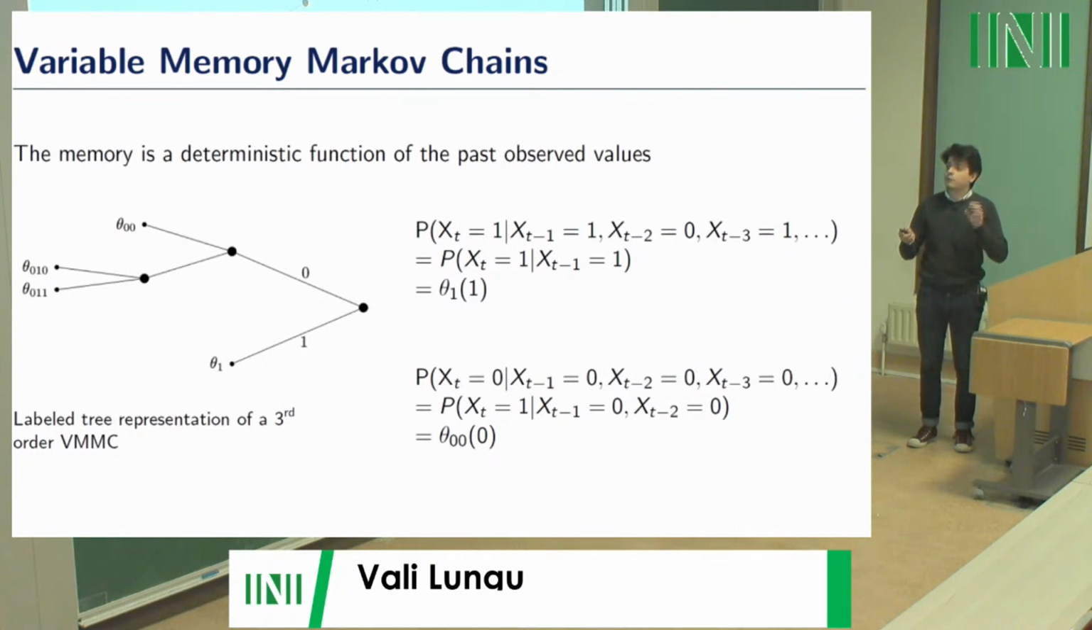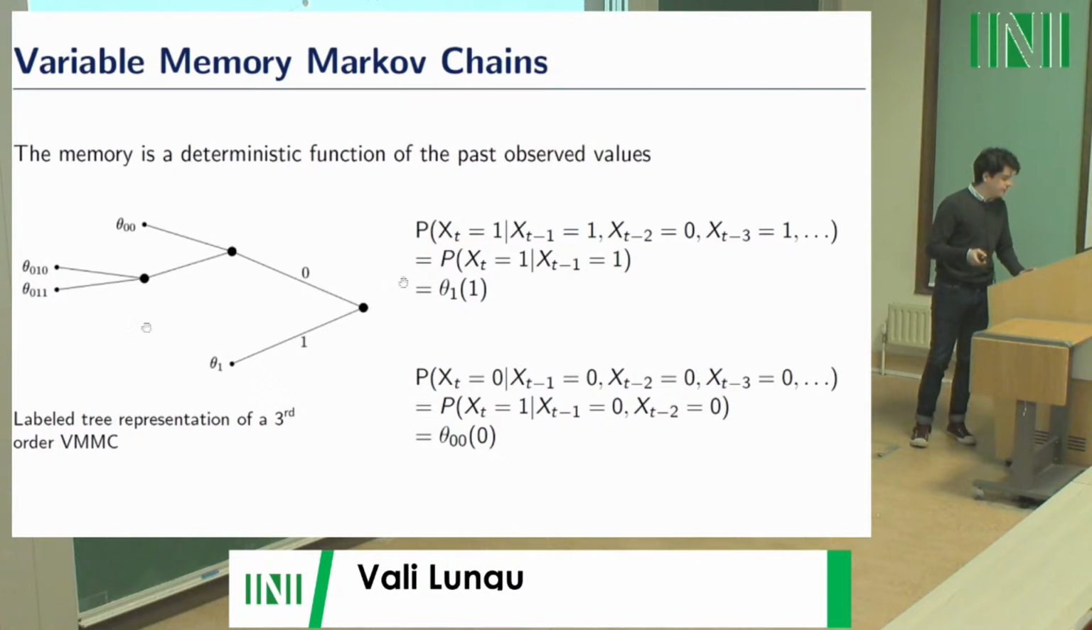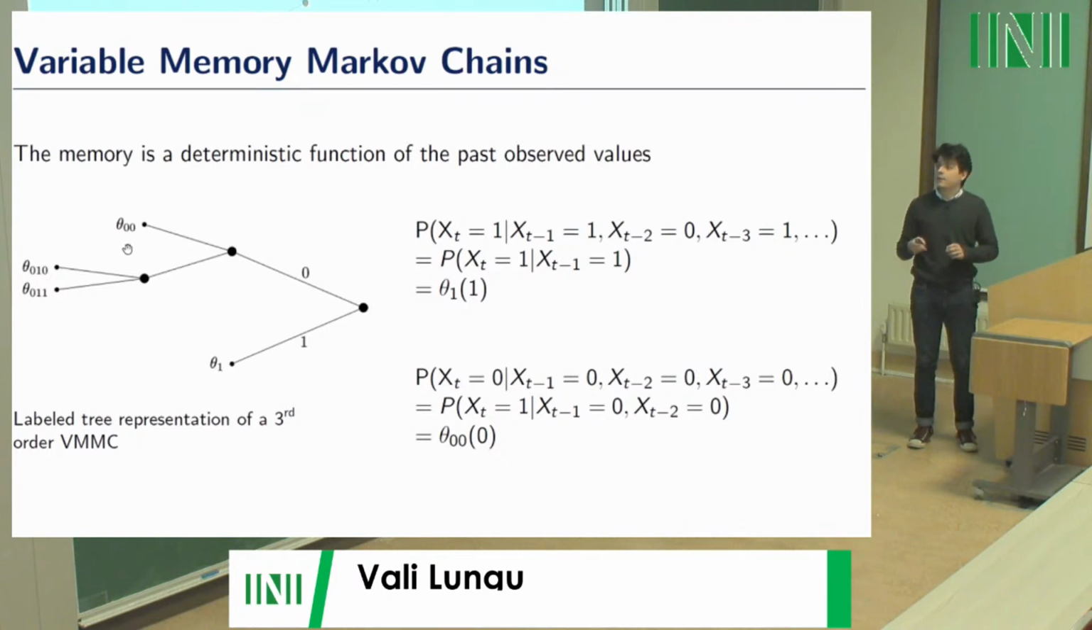And what you can see is that for each specific leaf, we have a specific probability vector. This leaf has parameter, probability vector theta 1. This one has theta 0, 0. And the second thing to note about VMMCs is that the memory is a deterministic function of the past observed values. So what does it mean?